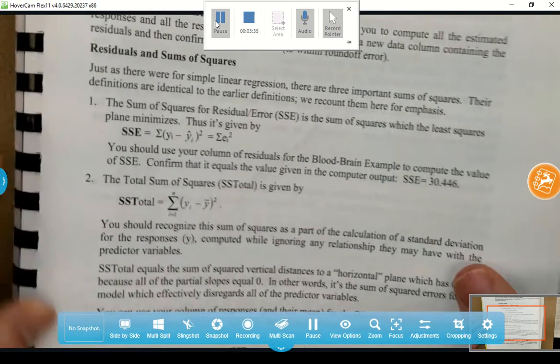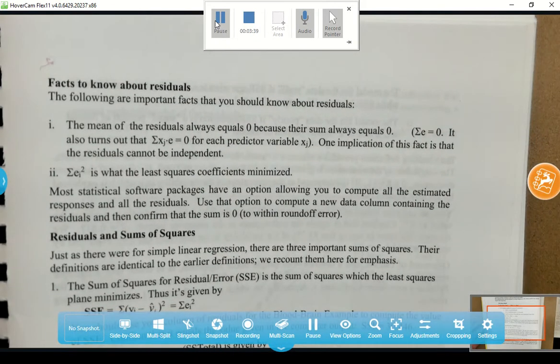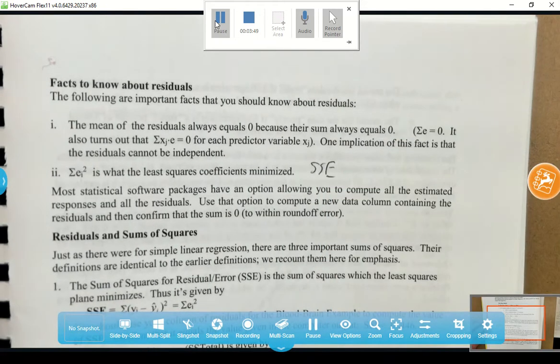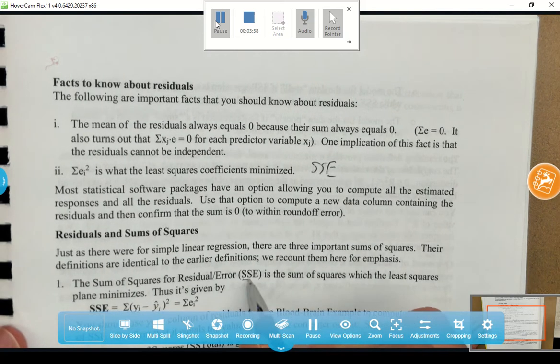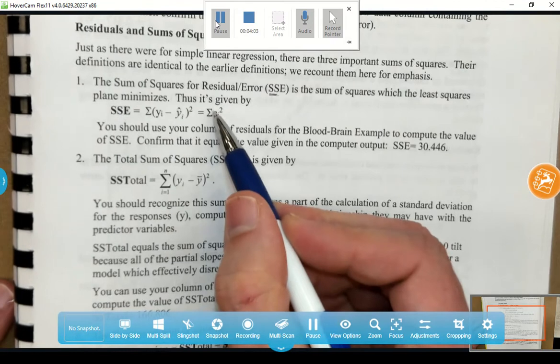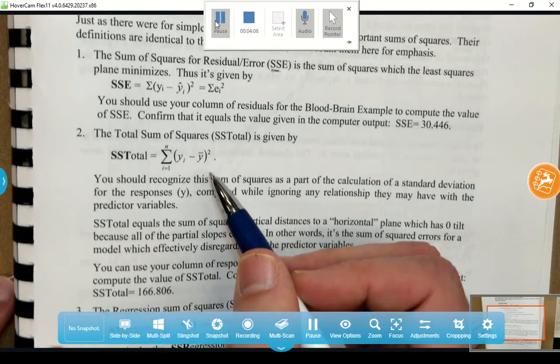Let's go on to page 131. Again, the mean is always 0. And if you sum the squares of residuals, you get the sum of squared error. And this is what we want to minimize: the sum of squared error. The sum of squares of the residuals, or the residual error, is given by SSE here, and that's just taking all the residuals and squaring and summing them. And we'll do this for the blood-brain example shortly.